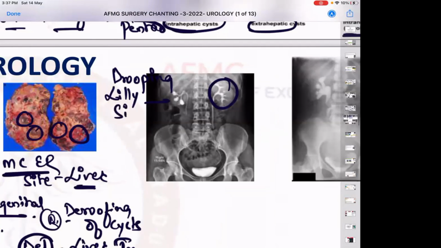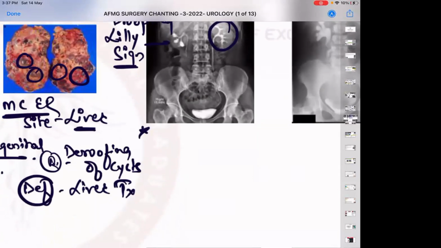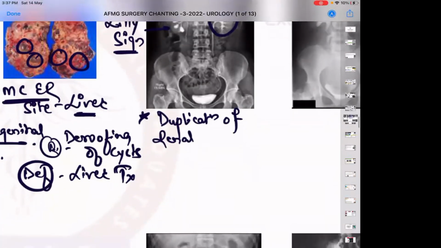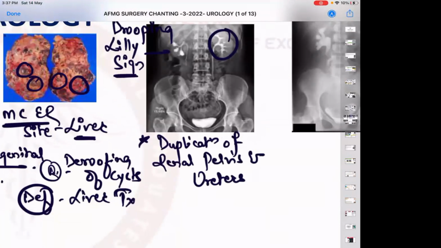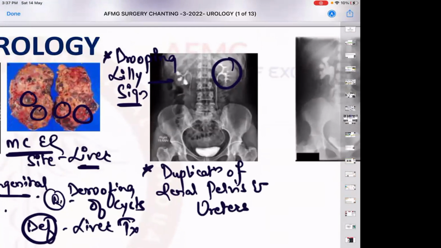And when is drooping lily sign seen? So please remember, drooping lily sign is seen when there is double ureter or double renal pelvis. Okay, so that means there is duplication of renal pelvis and ureter. So in duplication of renal pelvis and ureter, which sign is seen? Drooping lily sign. So the upper renal pelvis compresses the lower renal pelvis, and therefore it appears like a drooping lily sign.